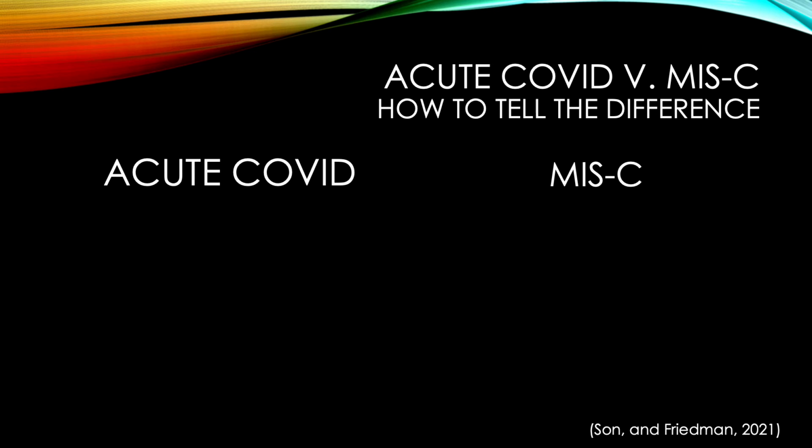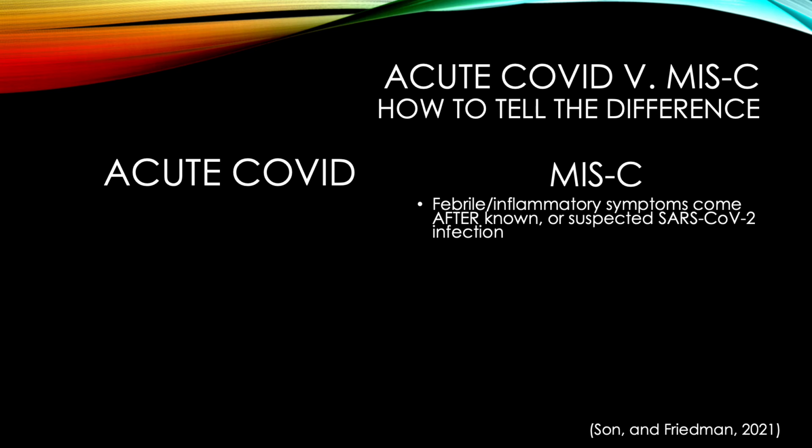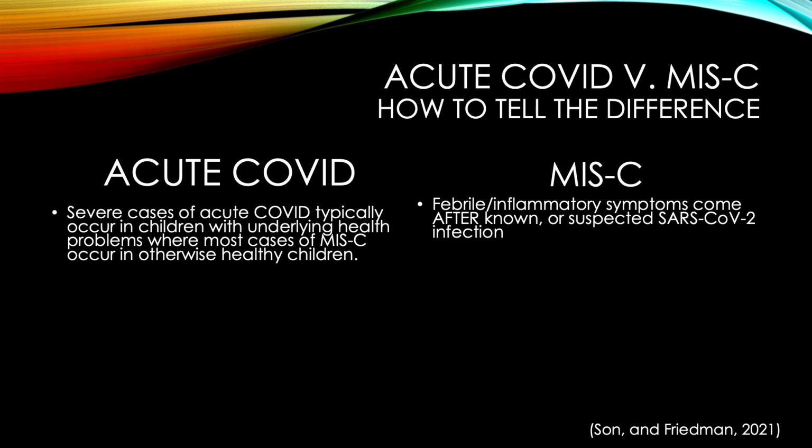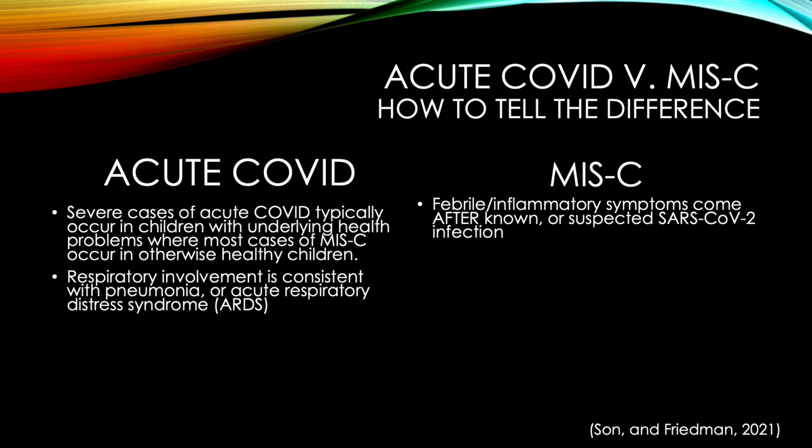So how can we tell the difference between acute COVID and MIS-C? Well, with MIS-C, you're going to see fever and inflammatory symptoms that come after the illness, after they've had COVID. With acute COVID, it's typically going to occur in children with underlying health problems. In most cases of MIS-C, the children were otherwise healthy. With acute COVID, the respiratory involvement is more consistent with the pneumonia, ARDS, like we see in the adult patients. With MIS-C, your respiratory involvement is going to be secondary to shock or CHF.